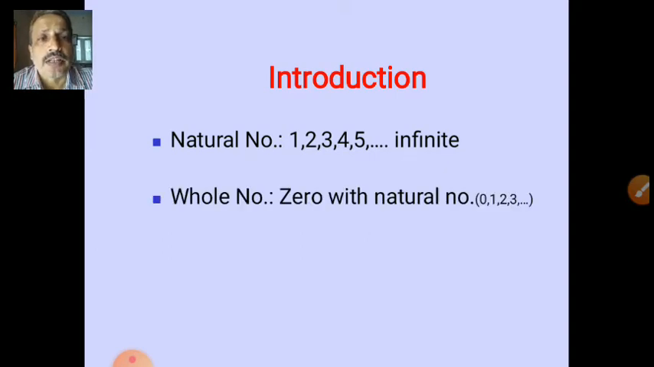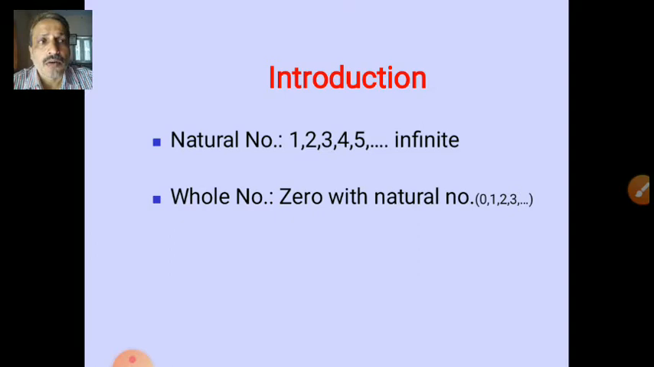The second kind of number you already studied is the whole number. A whole number is nothing but a natural number with 0. So whole numbers start from 0: 0, 1, 2, 3, 4, infinite numbers. Here are examples of whole numbers: 0, 1, 2, 3. The smallest whole number is 0, and the smallest natural number is 1. All positive numbers are known as natural numbers, and whole numbers are 0 plus positive numbers.